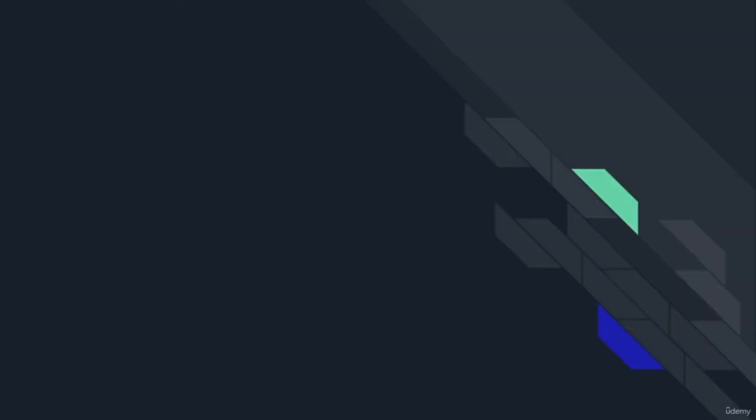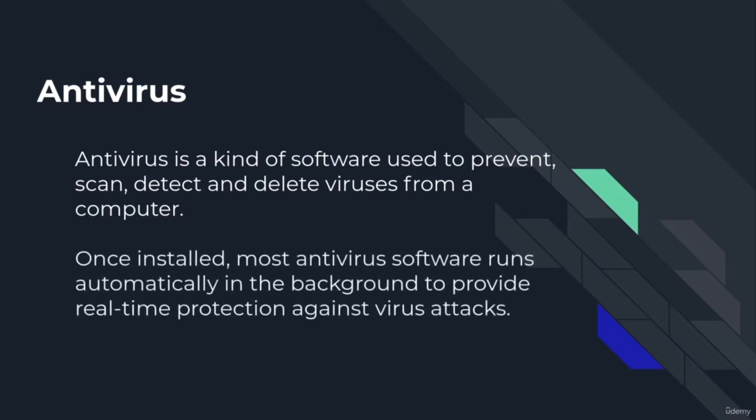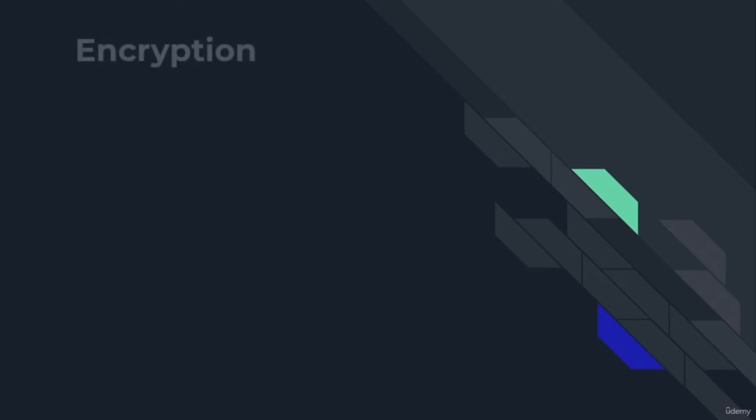Cybersecurity defenses. The first thing is antivirus. It is a kind of software used to prevent, scan, detect, and delete viruses from a computer. Once installed, most antivirus software runs automatically in the background to provide real-time protection against virus attacks.